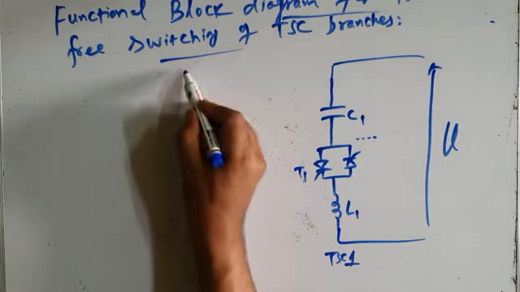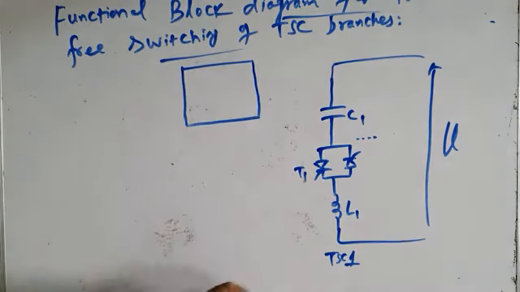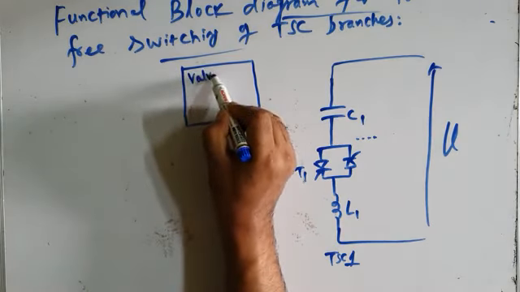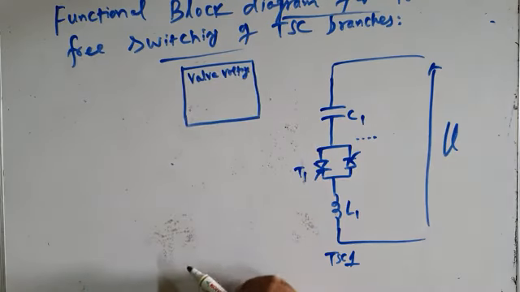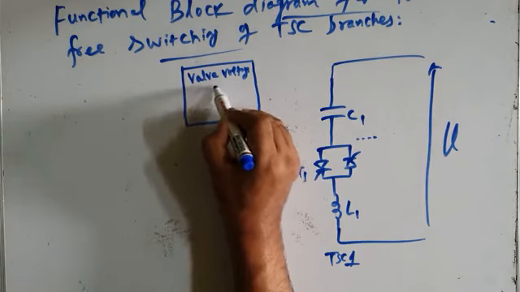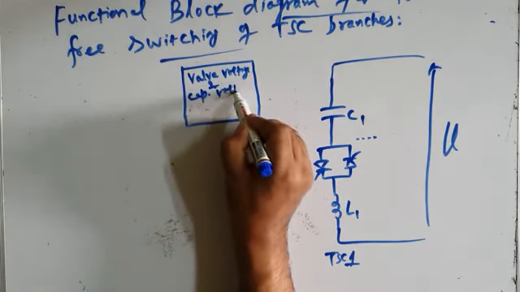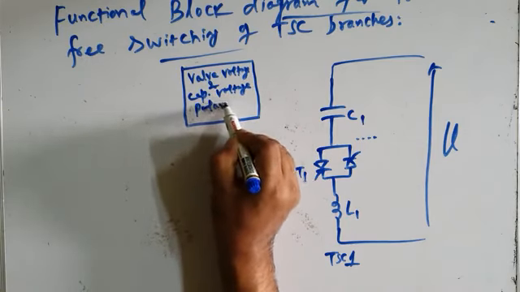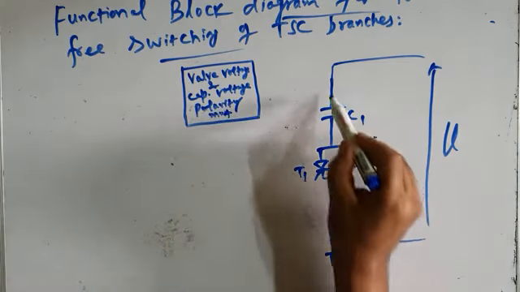Okay. Then we have a block here. This block will measure the value voltage. It will calculate the value voltage and the capacitor voltage polarity measurement. Value voltage and capacitor voltage polarity measurement. And that is done like this.